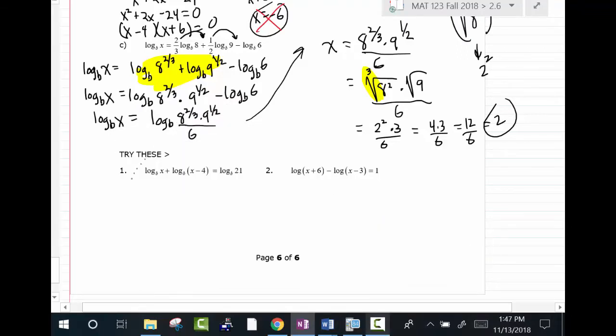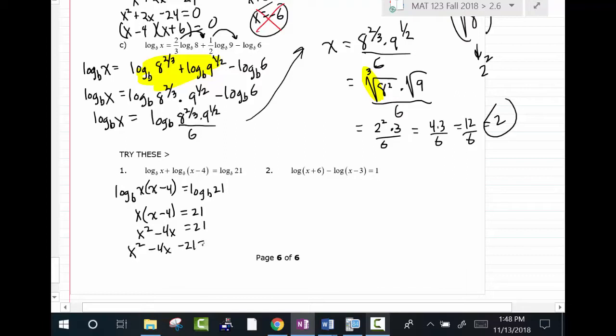Okay, so let's see. This first one, you should have done log base b of x times x minus 4 equals log base b of 21. So you got to start that way. Then you take the logs off. So you have x times x minus 4 equals 21. Do a distributive property. You get x squared minus 4x equals 21. Get one side equals 0. So you get that.